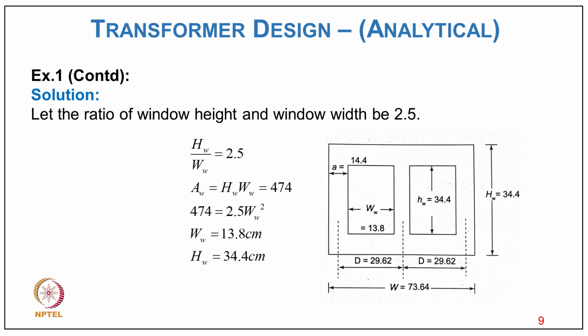Now the ratio of window height to width is one parameter, which of course depends on many factors that we discussed already in an earlier lecture. Considering 2.5, as you can see in the dimension here, Hw upon Ww is 2.5, and Aw is Hw into Ww, 474. Keeping the value, 474 equals 2.5 Ww square, so Ww comes to 13.8 centimeter and Hw comes to 34.4 centimeter.